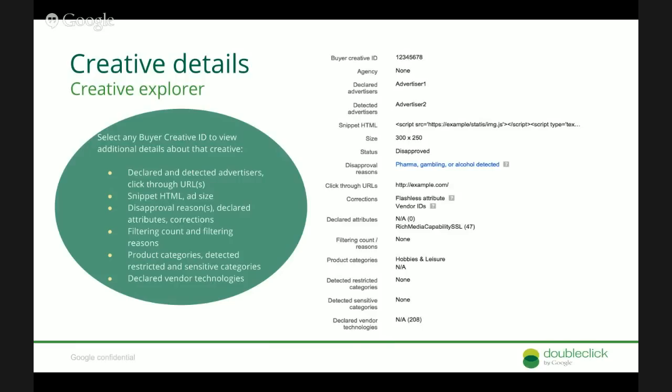So product categories, which we detect, and then in some cases there are sensitive categories or restricted categories. Things like gambling or alcohol may fall into these buckets. And then vendor technologies. So these are also declared by the bidder. And at some point we might also add detected vendor technologies into this. I don't think it's there right now.